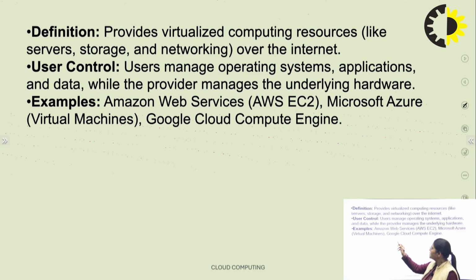Some examples of this third category, infrastructure as a service: Amazon Web Services provides the facility of IaaS. Microsoft Azure, where they create virtual machines, and Google Compute Engine. So these are the three types of service models used in the cloud computing environment. One is SaaS, software as a service, second is PaaS, platform as a service, and third is IaaS, infrastructure as a service.